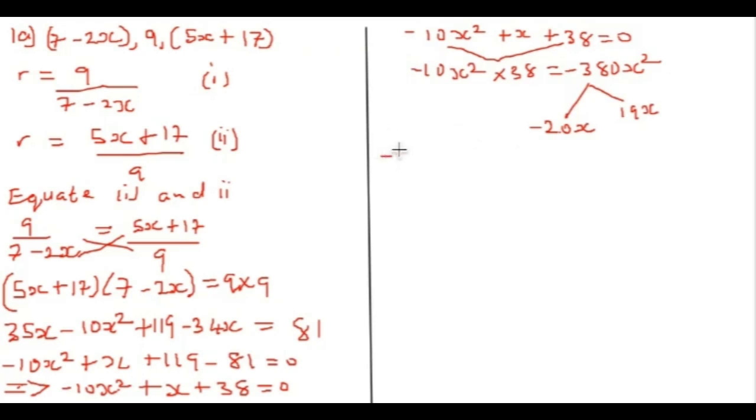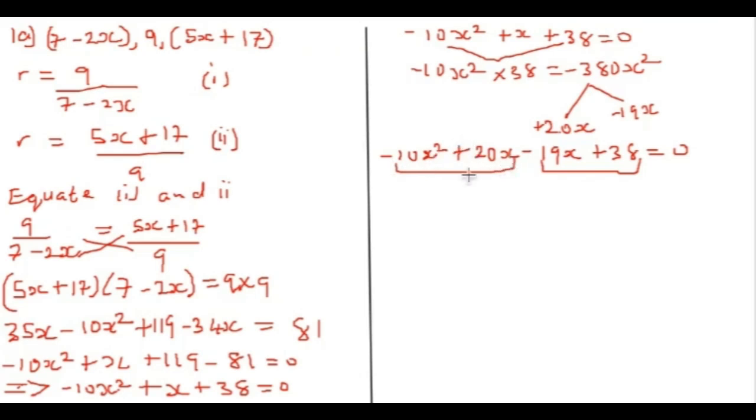So it means that we can rewrite that equation to be minus 10x squared. Okay, this is positive. So since it's positive, we have to do it the other way around. Here should be positive and here should be negative. So I'm going to have plus 20x minus 19x, plus 38 equals 0. So we can factorize now. These two are together, these two together.